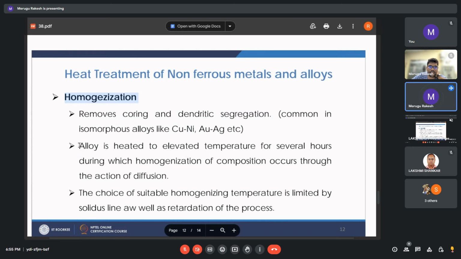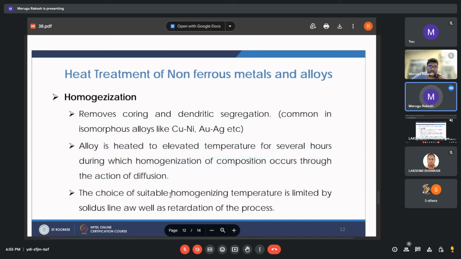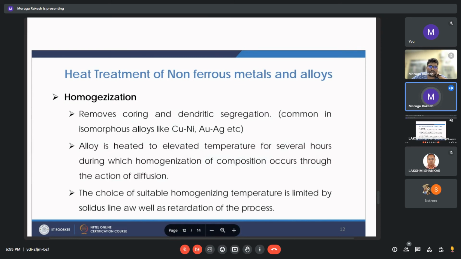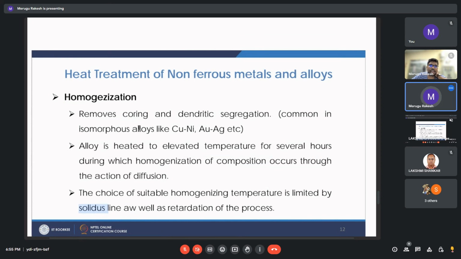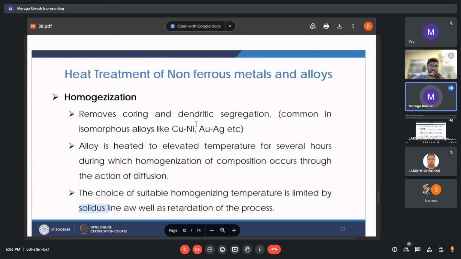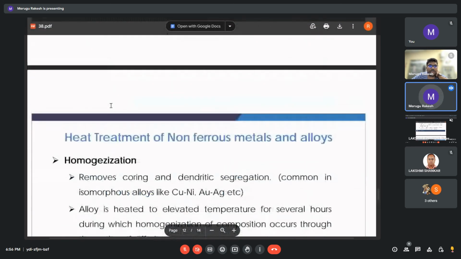This is the process: the alloy is heated to elevated temperature for several hours, during which homogenization of composition occurs through the action of diffusion. The choice of suitable homogenization temperature is limited by the solidus line as well as the retardation of the process. I have explained this also. So we have to select the temperature such that it should not go above the solidus. It should be below solidus, and it will initiate this homogenization process, because if you go above the solidus line, it will just melt away. That is the basic rule we have in the heat treatment of non-ferrous alloys.